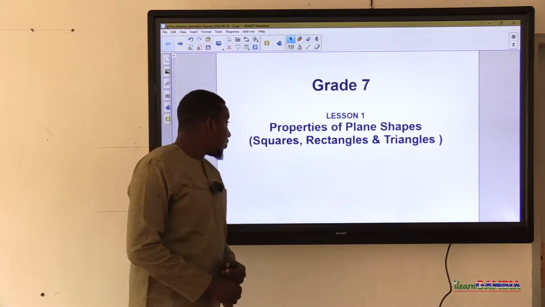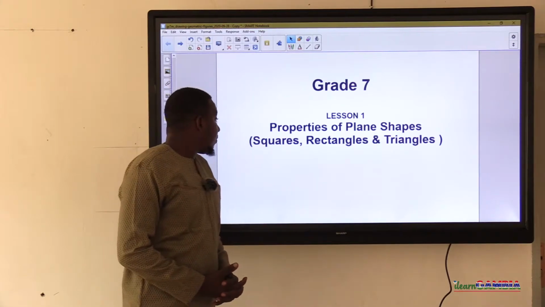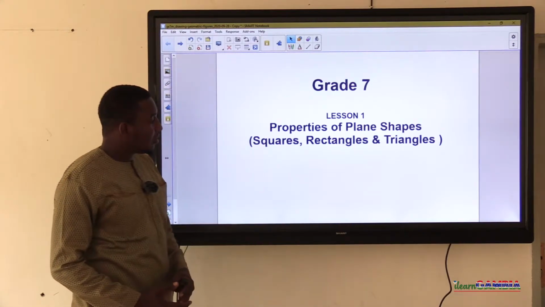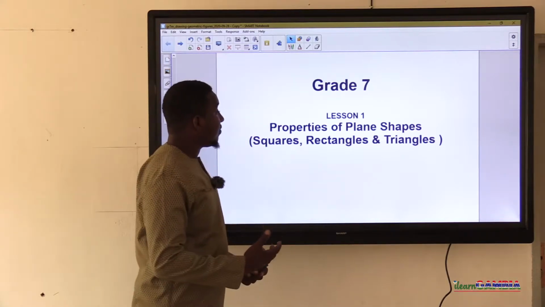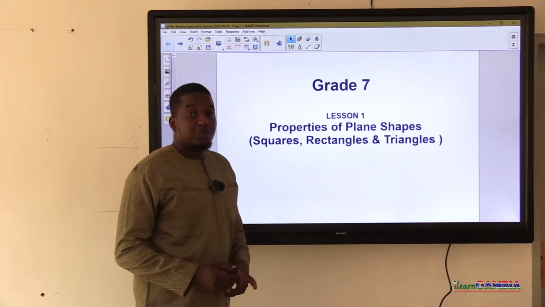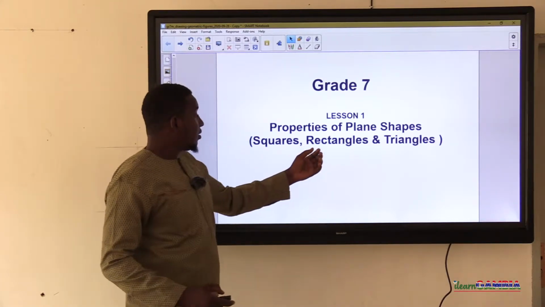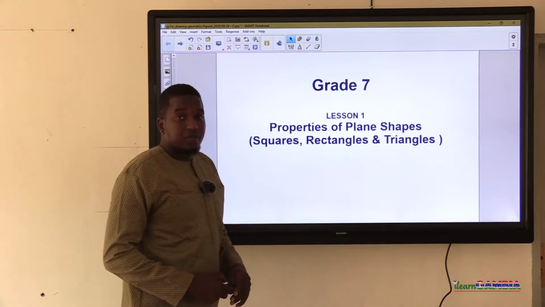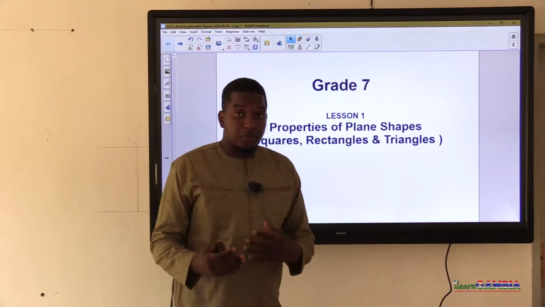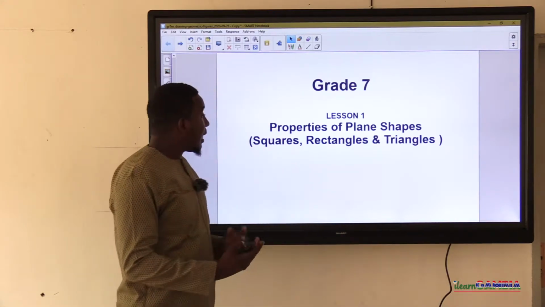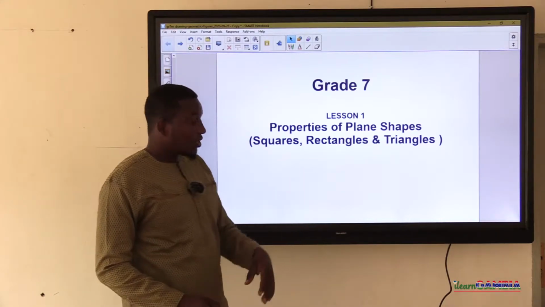And specifically, we are going to look at the properties of some plane shapes, which are going to be squares, rectangles, and triangles. So by the end of this lesson, we should be able to state the properties of these plane shapes, that is squares, rectangles, and triangles. And also, whenever we see these shapes in the environment, we should be able to tell what type of shape it is, so long as it falls under squares, rectangles, and triangles.